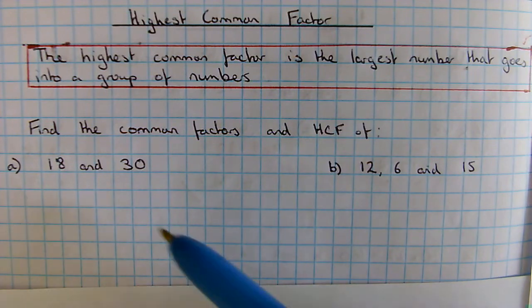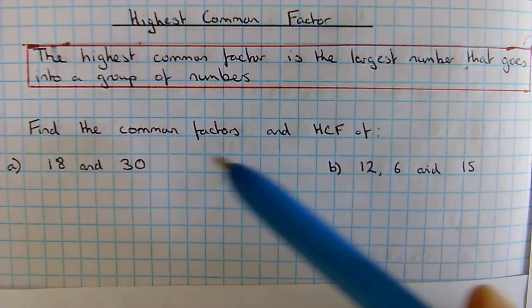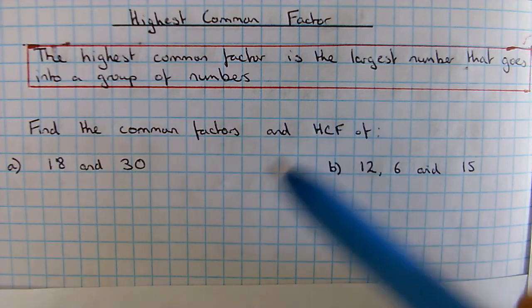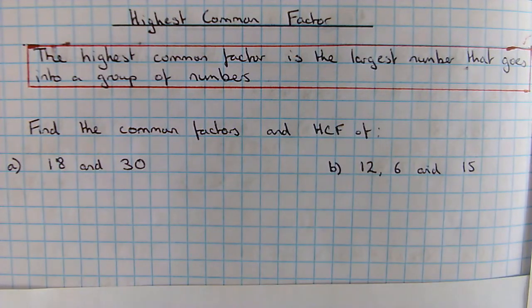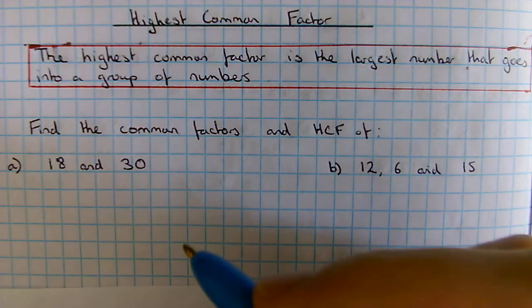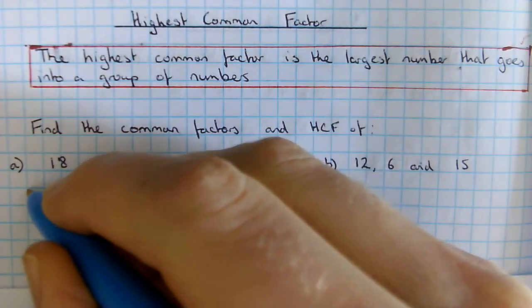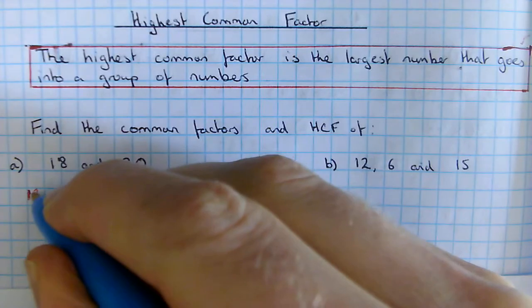So I've asked two things. Firstly, to find the common factors, and then to find the highest common factor of 18 and 30. So we're going to do that by listing out the factors, and later on in the chapter we're going to have a look at an alternative approach which we can use for very big numbers. But 18 and 30 are quite manageable numbers, so we don't need to use a more complicated method here. So we're going to start by looking at the factors of 18.